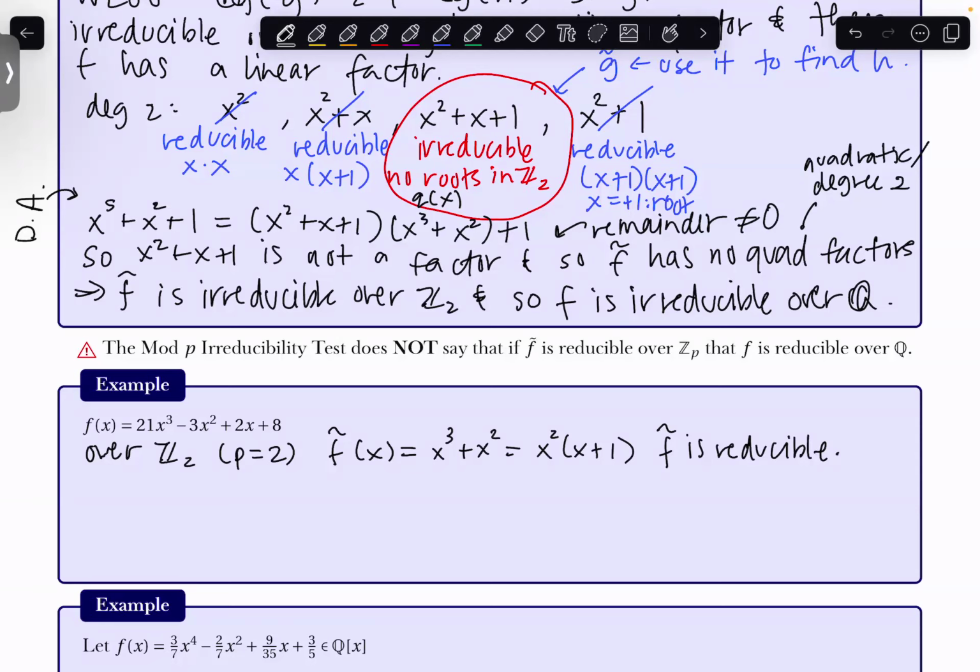Okay, and so if I choose a different prime, if I choose 5 instead, right, and notice I'm not going to use 3 because if I use 3, my degree is going to go down because my leading coefficient is a multiple of 3.